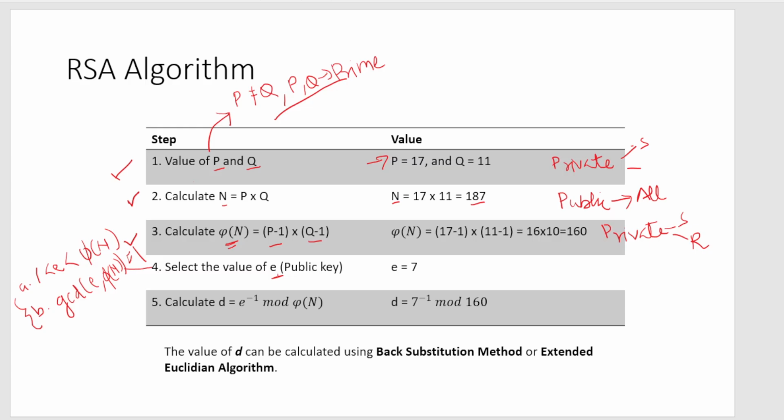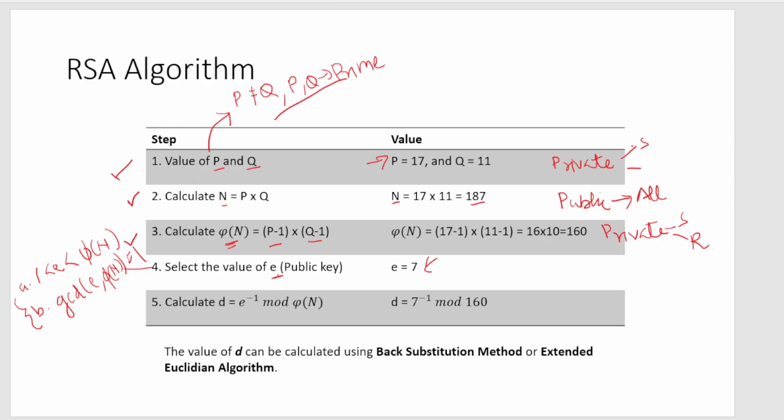We have chosen a value of E for simplicity as 7, and we have taken care of these two conditions, right? E lies between 1 and phi n. The phi n was 160, and we have chosen E as 7. This condition is true, and when we see the GCD of phi n and E, it will come to 1 only.